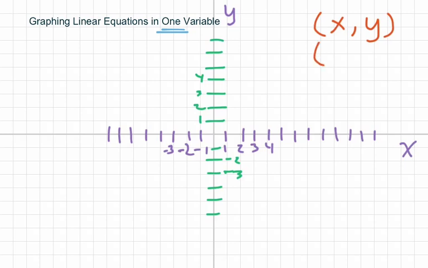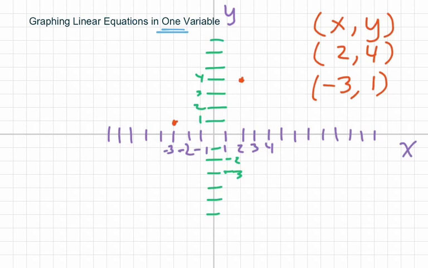So for instance, if you were going to plot the point (2, 4), it means that you would go 2 across on your x-axis and up 4, and you would locate that point. If you had (-3, 1), it means that you would go to -3 and then up 1, like so.